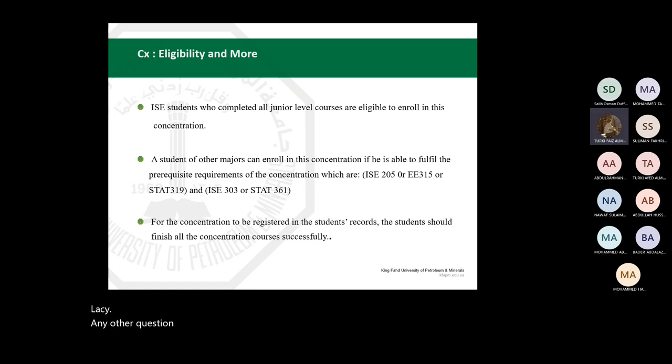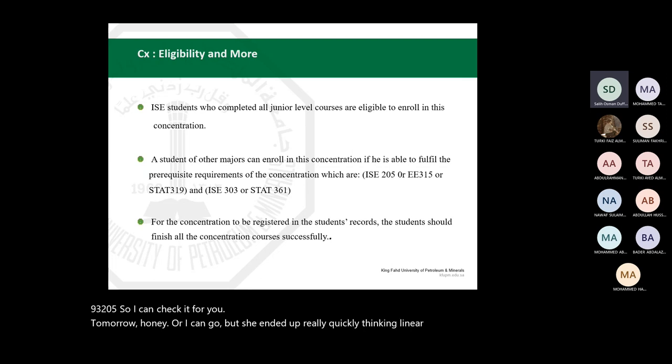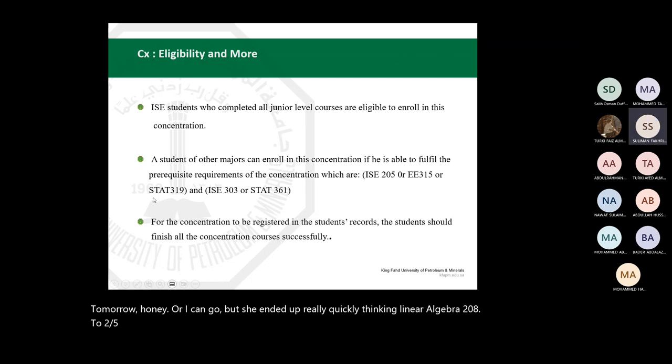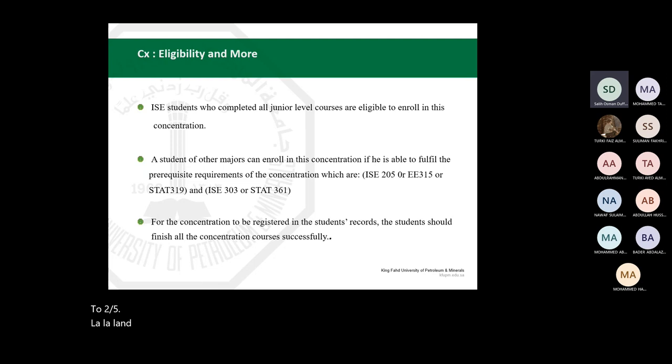Any other questions? Someone raised his hand, please go ahead. Doctor, 303 has a prerequisite, which is IC 205, right? I don't remember, but I can check; I think so. Maybe it was asked before, and maybe it is now 305. I can check it for you tomorrow. It has a prerequisite, maybe linear algebra 208. Okay, 208. Even if it is 205, we can submit a petition. We took an equivalent course. No, STAT 319 is considered equivalent to 205. Exactly, right, we consider it equivalent: if we know that you took 205 and you took 319, that is equivalent. Okay.